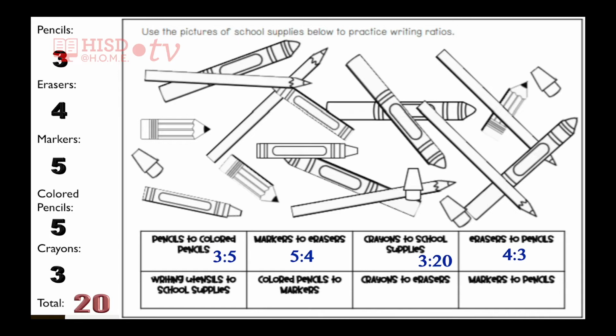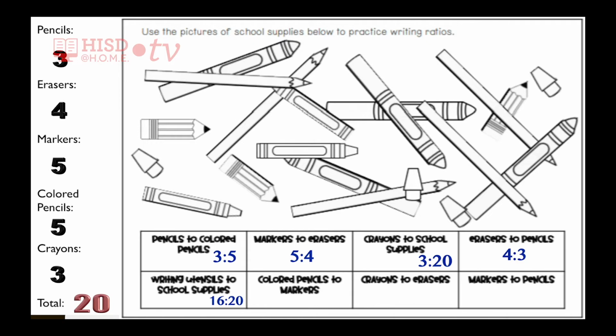Aha, they tried to trick me. They put writing utensils to school supplies because those erasers that there are 4 of, we don't write with those. So only the markers, the pencils, the colored pencils, and the crayons as well. Total up to be 16, and the total school supplies will be 20. So I put 16 to 20.